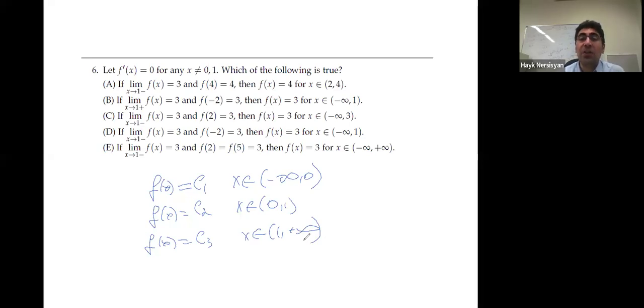So here we have actually 3 intervals. X doesn't belong to 0, x is different from 0, 1. Means we have this interval and the interval here. And on each of these 3 intervals, our function is constant, maybe different constants, but constants nonetheless. So keeping this in mind, let's solve this exercise.